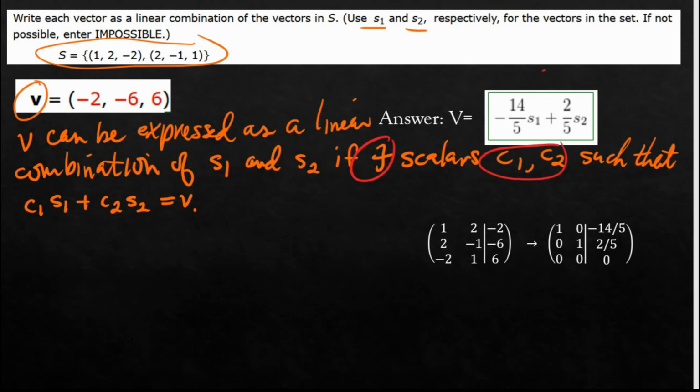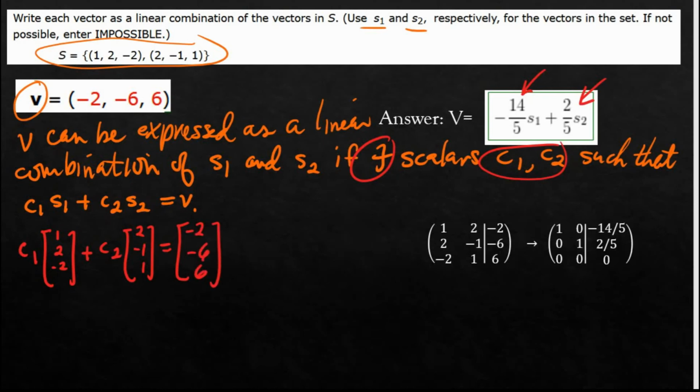And since I put the answer here, the scalars would be these two. But we have to do the work first, right? So I have C1 times S1. S1 is 1, 2, negative 2, plus C2 times S2, and that's 2, negative 1, and 1. That's equal to V, and V is negative 2, negative 6, and 6. Now, what this gives you, and see how the vectors naturally want to stand up? That's their natural phenomena, is to stand.